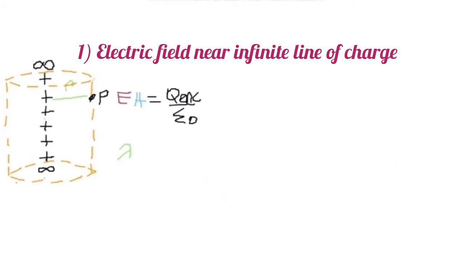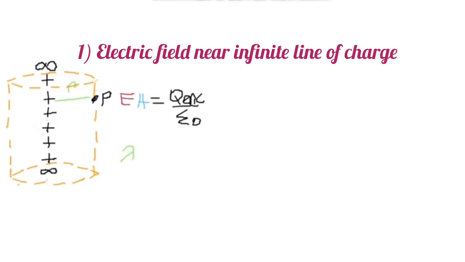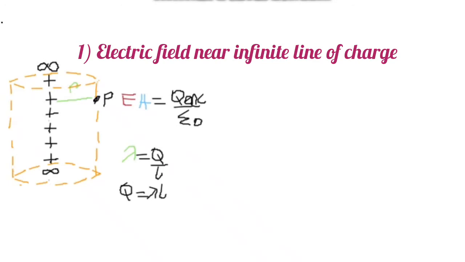Let's say the line of charge has linear charge density lambda, and the charge density is the charge per unit length, so the formula is total Q over total length. Therefore, charge enclosed by our Gaussian surface specifically would be the charge per unit length, that is the linear charge density, times the length of the Gaussian surface, which is equal to lambda L. Epsilon naught is constant. What is our area?